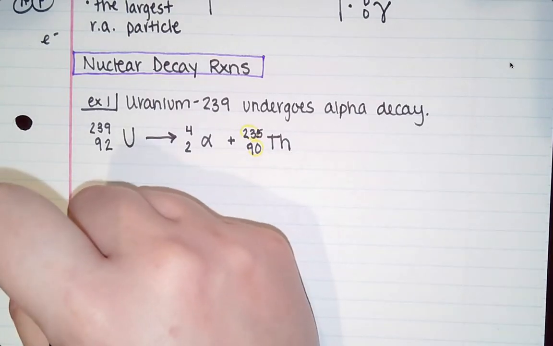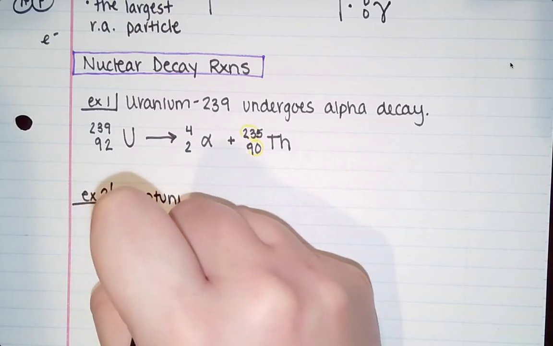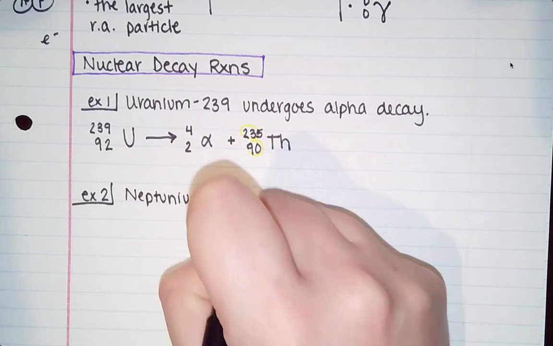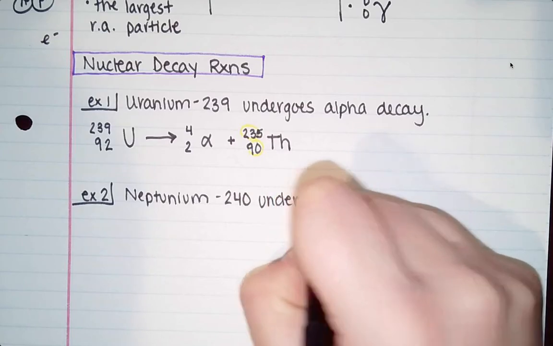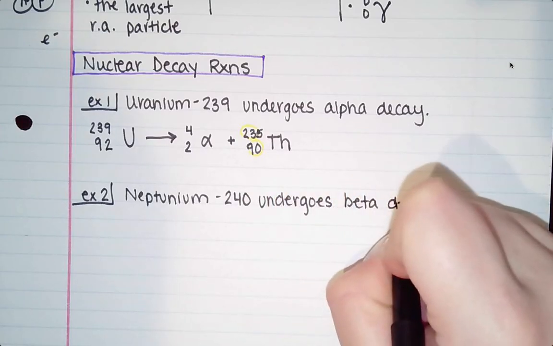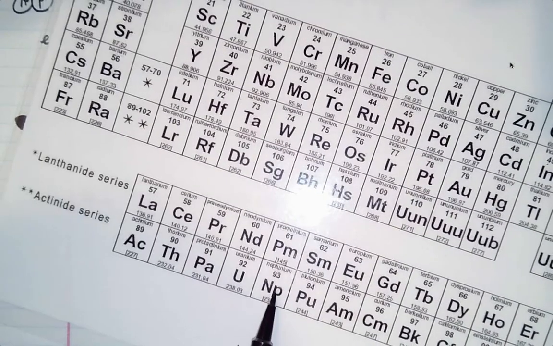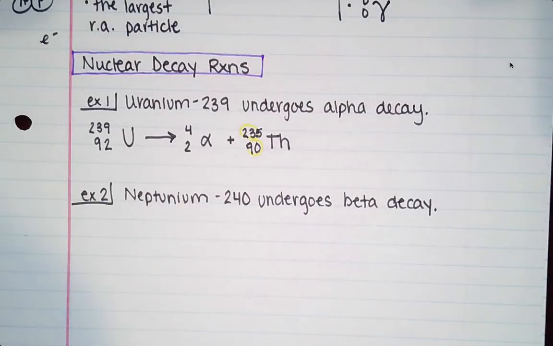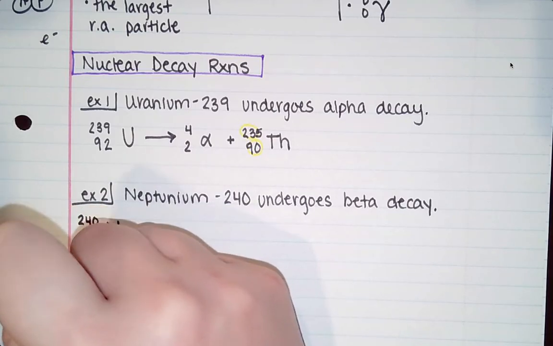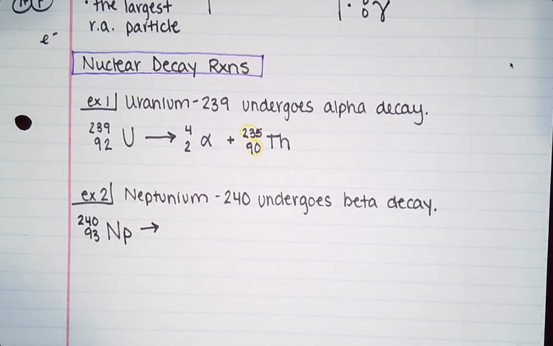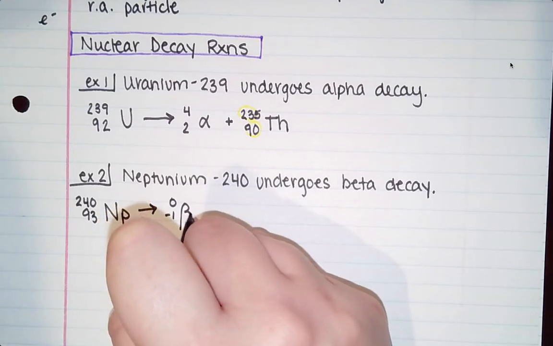Let's look at example 2. Neptunium-240 undergoes beta decay. So I'm going to look up the atomic number for neptunium. It's 93. It's going to decay and spit off a beta particle, and the symbol for beta is this.